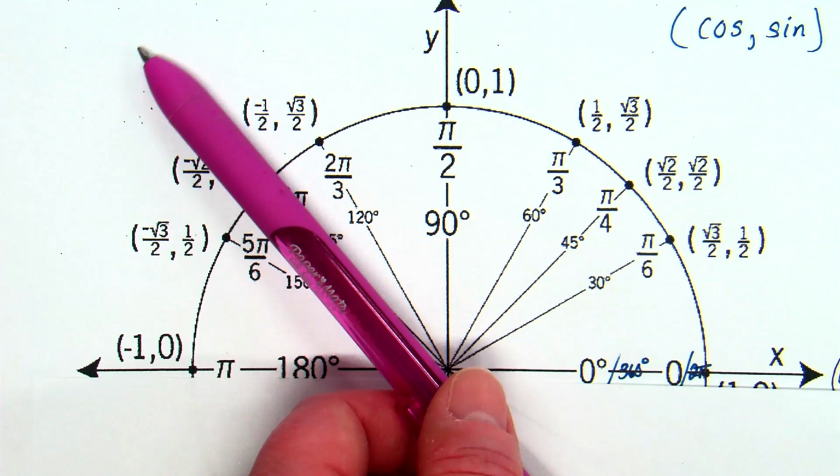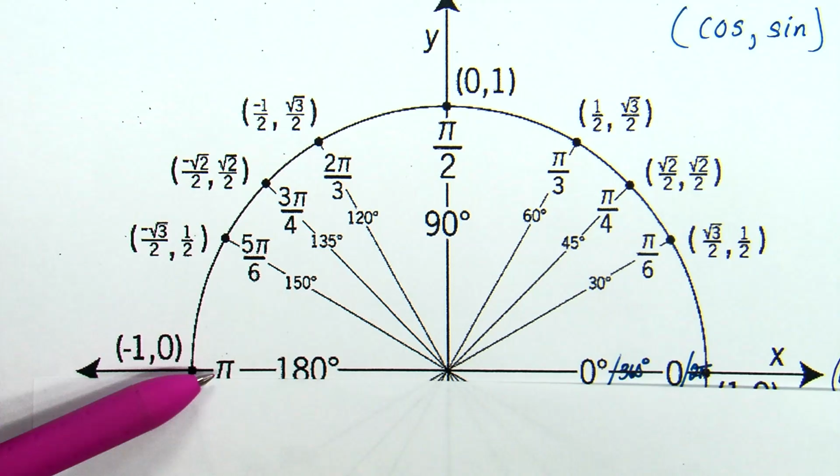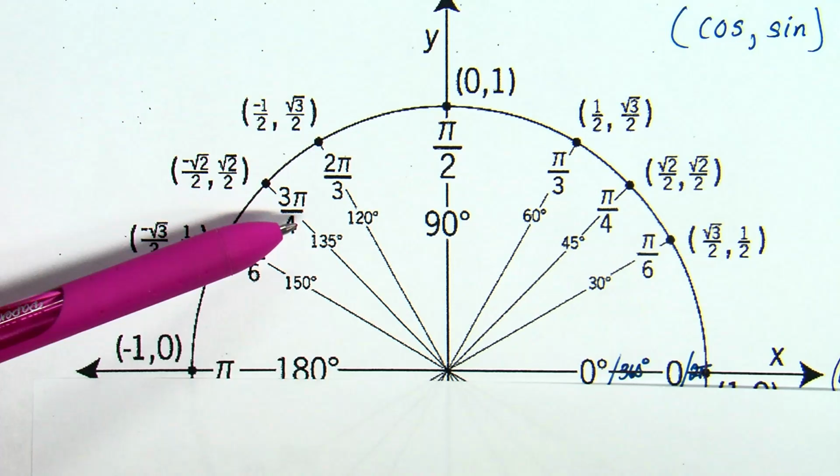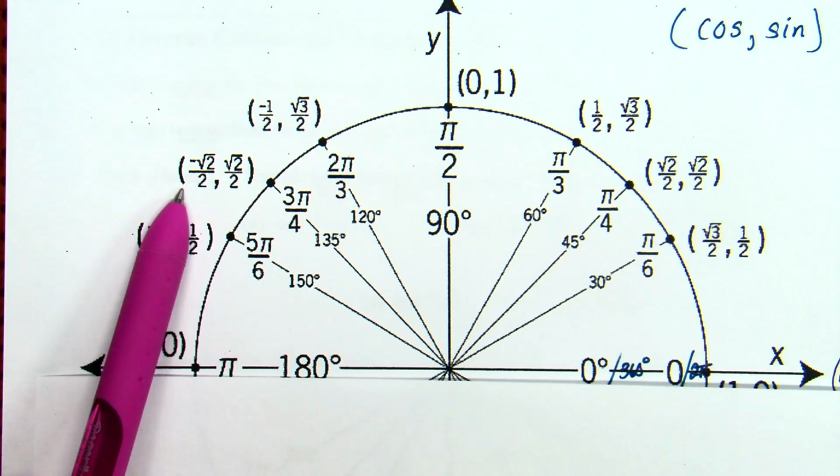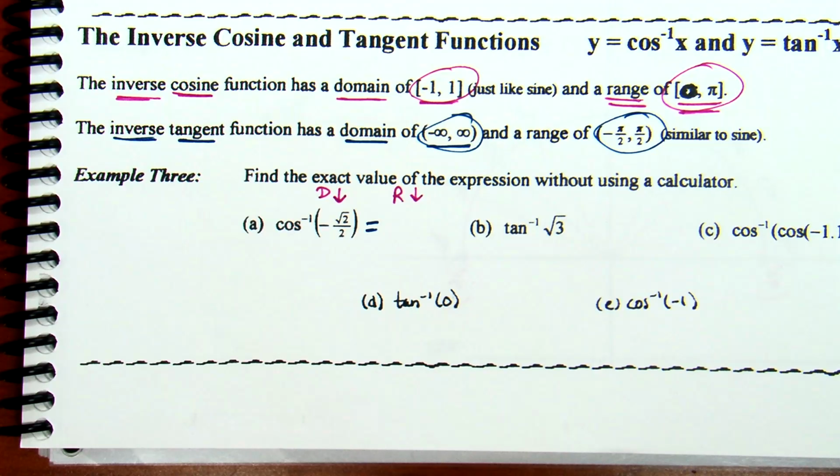Or it's the idea of the reference angle, right? Pi over 4. From pi, if you go back pi over 4, where does that put you? It puts you at 3 pi over 4. Okay? Notice, what is the cosine value right here in the ordered pair? Negative square root of 2 over 2, right? So what's our answer here? 3 pi over 4.